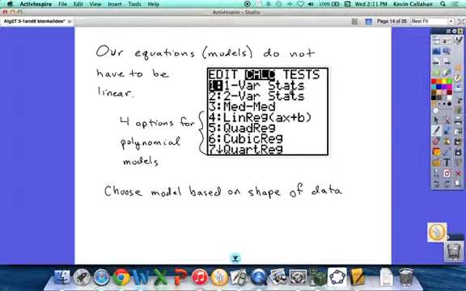But how are you going to determine which one you're going to use? You have to look at the data and see which shape it looks most like. Linear, we would have a pretty good idea what the data looks like if it was linear. And even a quadratic, what's the shape of a quadratic?